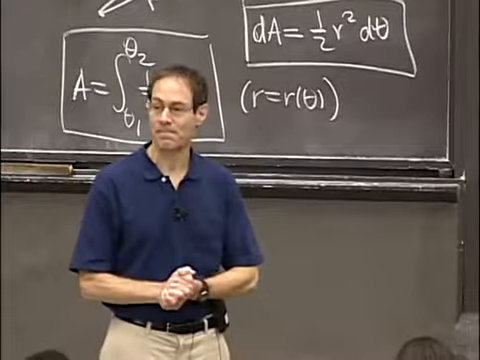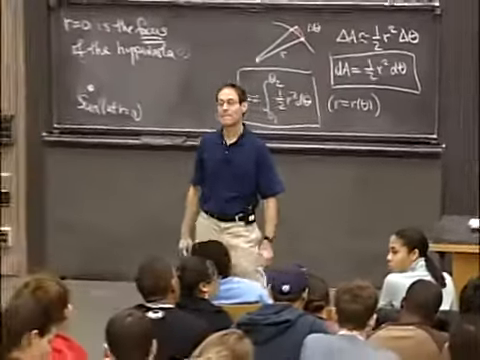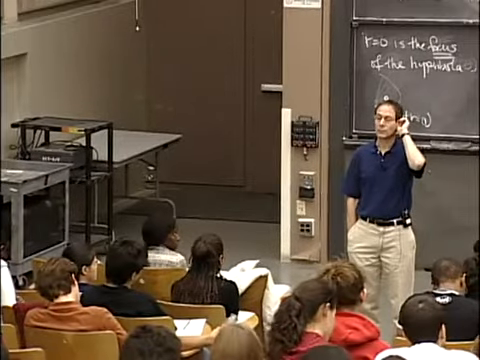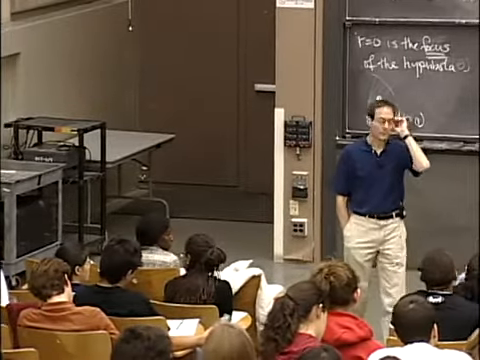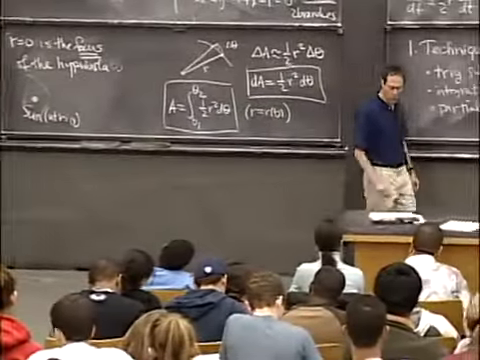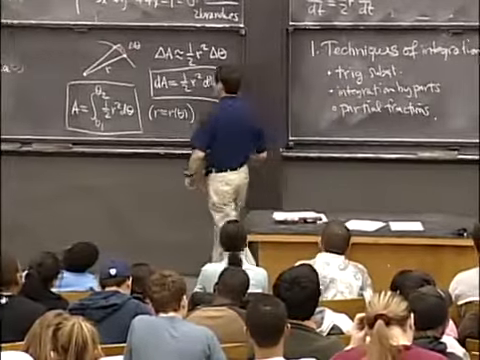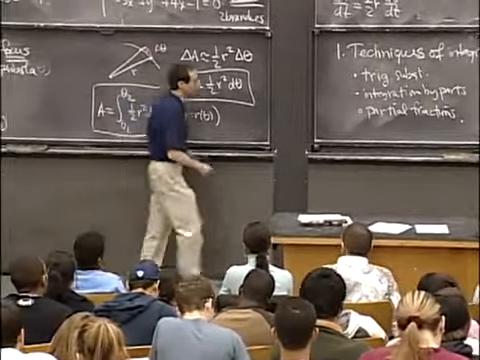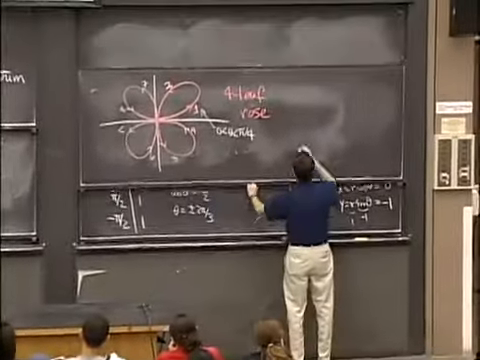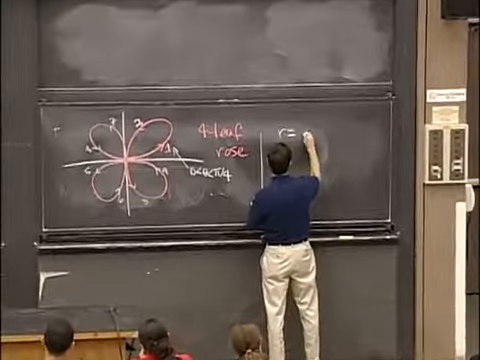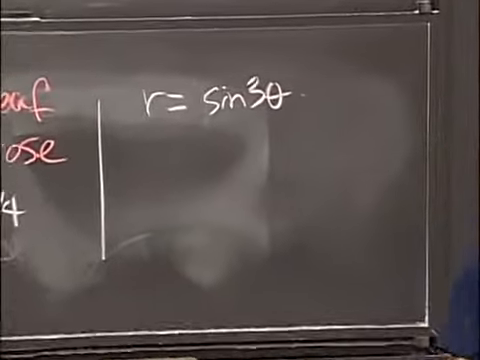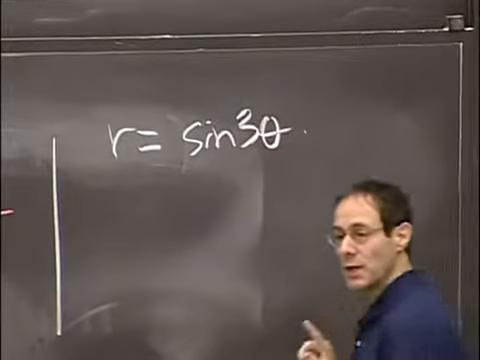Other questions? Yeah? Do you expect us to know, for example, R equals 3 cosine 3 theta off the top of our head, or do we have to sketch it? The question is, will I expect you to know this? It's related to this 4-leaf rose here. So suppose I gave you something that looked like this. Would I expect you to be able to know what it is?